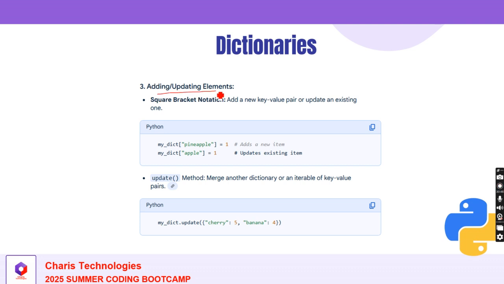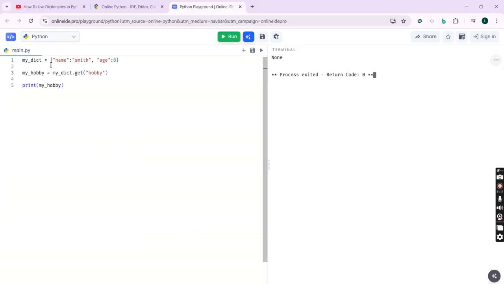So you can update elements in a dictionary. You can use square brackets. Okay, my dict pineapple equals to 1, so it changes the value of pineapple to 1. So this changes the value of apple to 1. So this update method will merge another dictionary or another iterable of key values. So update can take a whole bunch of another dictionary or maybe a list or a string and add it to this.